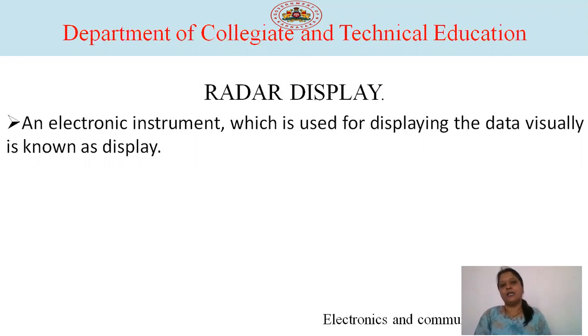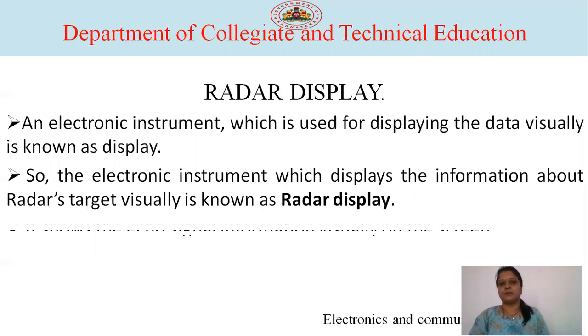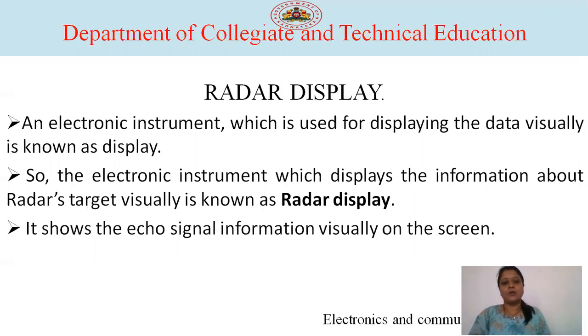Therefore, to visually observe those echo signals, we have displays, and the displays which are used in the radar are called radar displays. The electronic instrument which displays the information about the radar's target visually is known as the radar display. The display which is displaying the information about the radar's echo signal is known as the radar display. It shows the echo signal information visually on the screen.